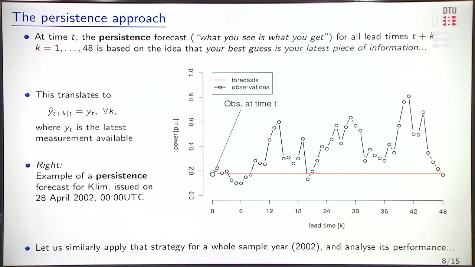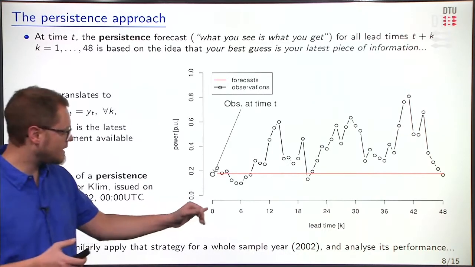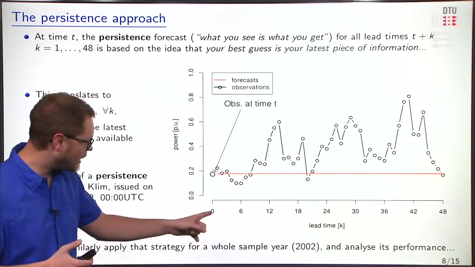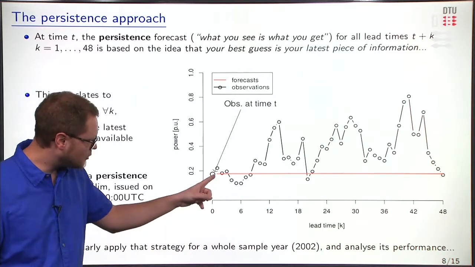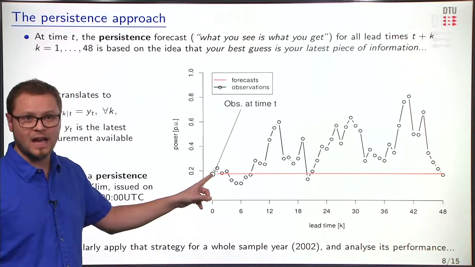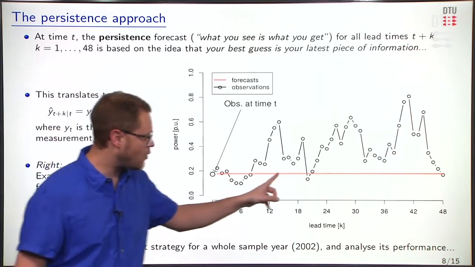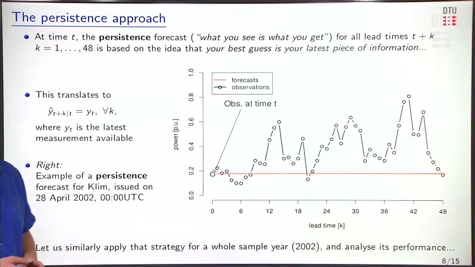We see that for the same episode at Klim on the 28th of April 2002, lead times are between 1 and 48, and we have added this one point, lead time 0, which is current time t, and this is the observation we have at time t. I use this observation and I say this is my forecast, whatever happens in the future. It doesn't look that amazing, like the naive random guess we had, but still, to derive some information about the performance of that strategy, we should apply it for a whole sample year and then analyze its performance.